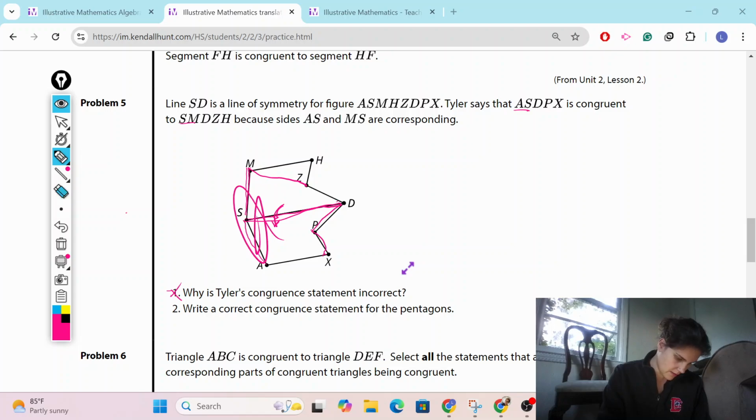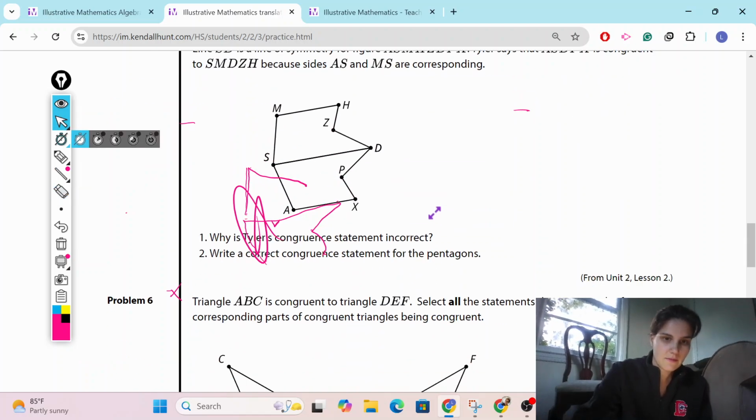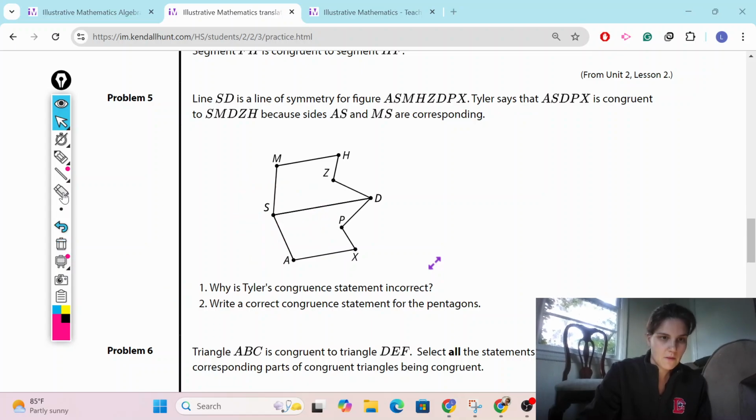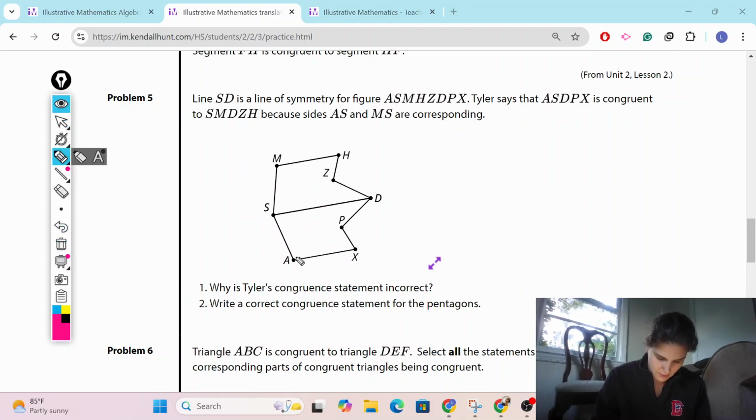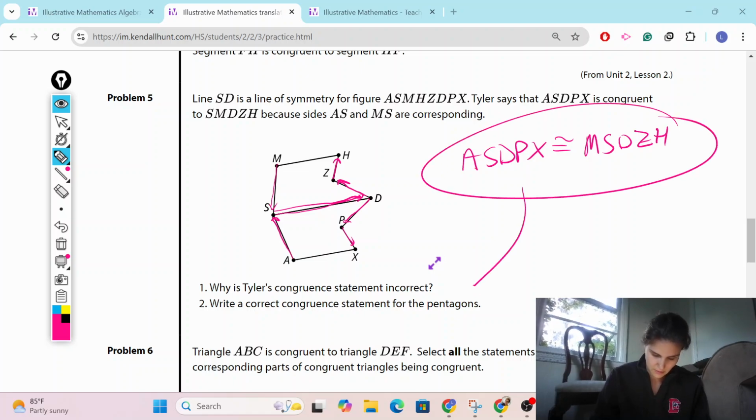Let's erase all of this and figure this out. So we are going to start off with Tyler's ASDPX. Well, we went A to S, so we'd have to go M to S in this case, because those are the sides that match up. And we have to go to D, and then down to Z because the Z and the P match up, and then to H. So that would be our correct congruency statement.